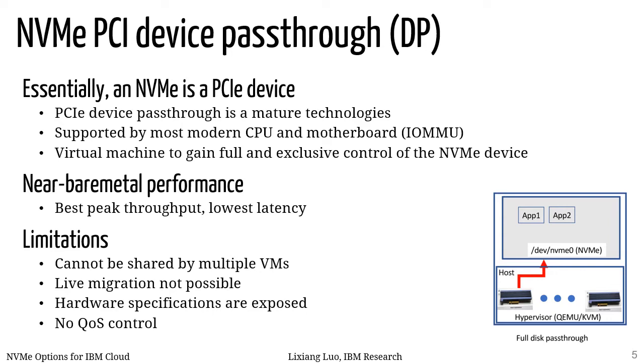First is the PCIe device pass-through. Essentially, an NVMe is just another PCIe device. PCIe device pass-through is a mature technology. It is supported by most modern CPUs and motherboards. The virtual machine gains full and exclusive control of the NVMe device. So that's why the biggest advantage is the near bare metal performance, best peak throughput, and lowest latency.